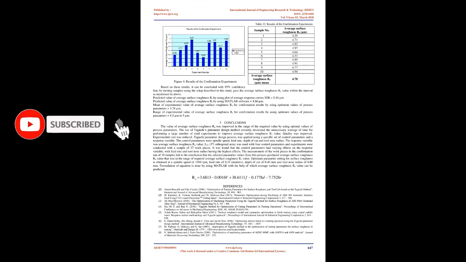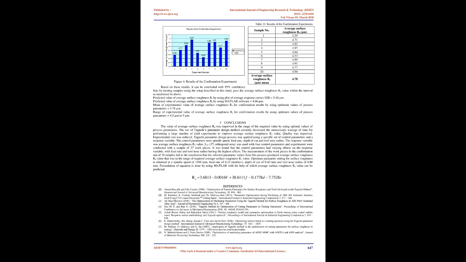Figure 4, Results of the confirmation experiments. Based on these results, it can be concluded with 95% confidence that, by turning samples using the setup described in this study gave the average surface roughness Ra value within the interval as mentioned above.